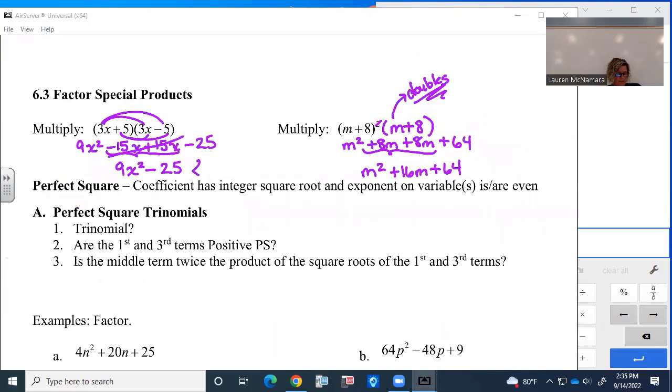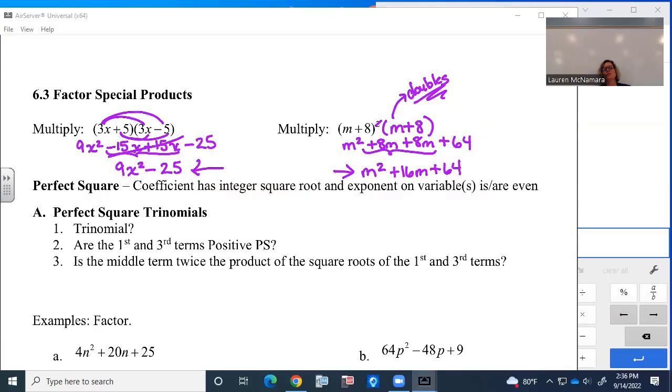All right, so we have our difference of squares here and our perfect square trinomial. So let's kind of look at that a little bit here. So it says perfect square. A perfect square has a coefficient that has an integer square root: 9, 25, 64. Those are perfect squares. And an exponent on the variable, they're even. Okay, so anytime you have an even exponent, that's going to be a perfect square.